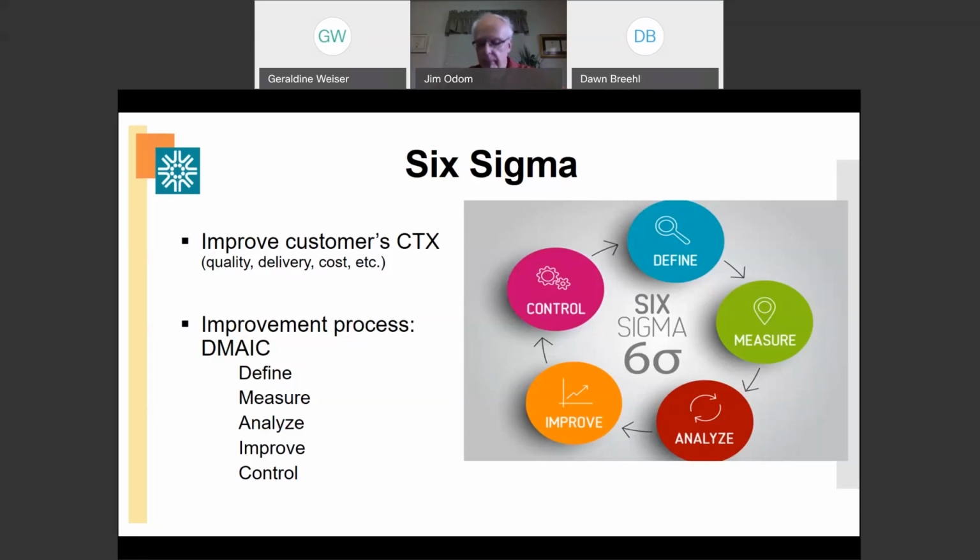Hey, Jim, that's really, really helpful. And I think that's great. Establishes a good foundation. I have a couple quick questions for you. There's a couple people asking, if you could define, what does the CTX stand for first?